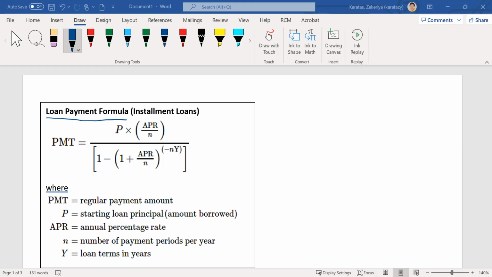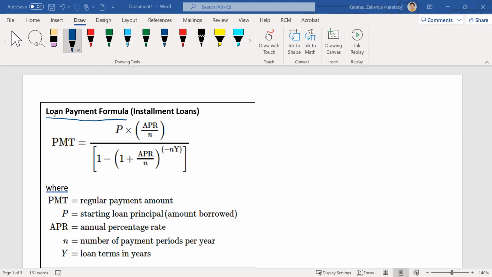PMT is the regular payment amount that you need to pay when you pay back. P is the principal, the initial loan amount. APR is the annual rate of the loan. N is the number of payment periods per year. In our examples, it's going to be 12. That's the reality right now in many cases. And Y is the loan term, the number of years that you are going to pay back.